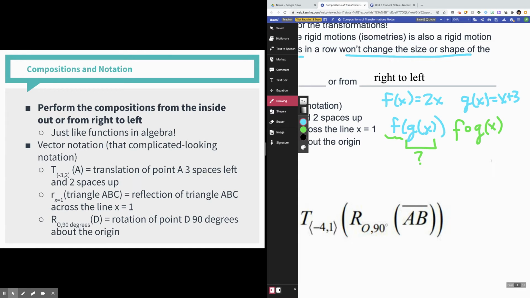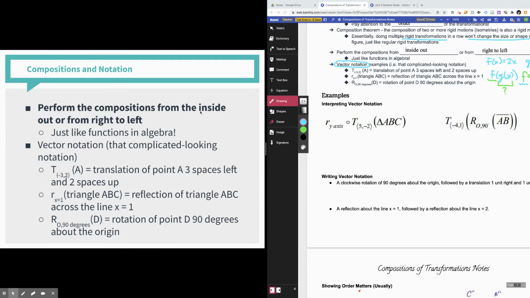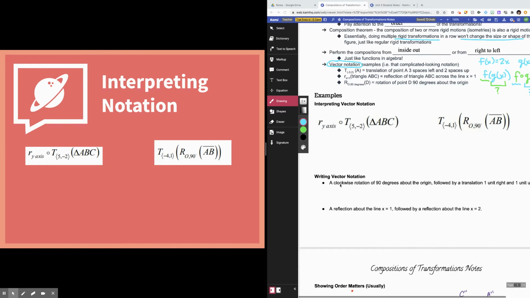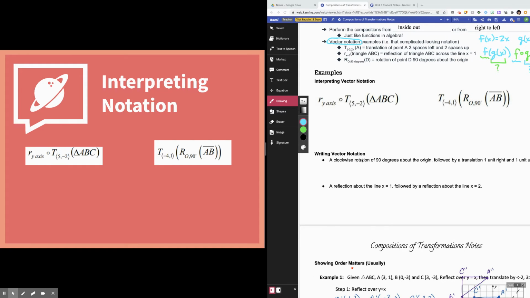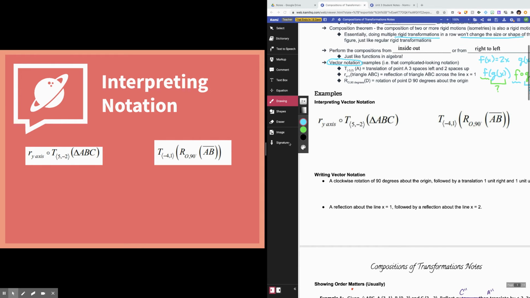And this is what I mean by evaluate or read from right to left, that you would start with the function on the right, figure out what was happening there first, and then apply that to the outside function, or the one on the left. Okay, so it's basically the same thing, but we're just going to do it with transformations and with lines and shapes and things. So I'm going to do an example of interpreting some notation for you, and then I'm going to have you try one. And then I'll do an example of writing some vector notation from a description, and then I'm going to have you try one. And then we're going to talk a little bit about, and I'm going to try to show you, this whole order matters thing.